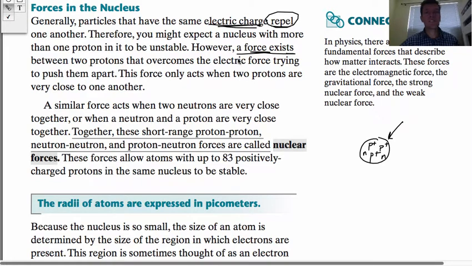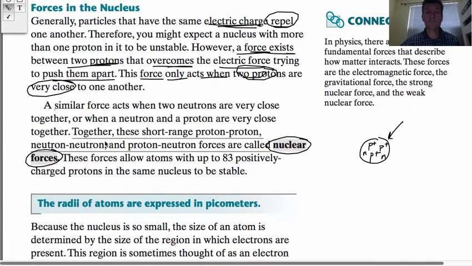There is a force that exists. Again, we don't understand it. We don't know why it's there. But there's a force that exists between 2 protons that overcomes the electrical force trying to push them apart. Positive and positive push each other apart, but there's a different force that is holding them together if they're very, very close. So the force only acts when 2 protons are very close to each other, as they would be in a very dense nucleus. That force is called the nuclear force, and it is one of the strongest forces in the universe. A similar force acts when 2 neutrons are very close together, or when a neutron and a proton are very close together. So there is a short range proton to proton, neutron to neutron, and proton to neutron force inside the nucleus that is keeping it all together, and that is called the nuclear force.